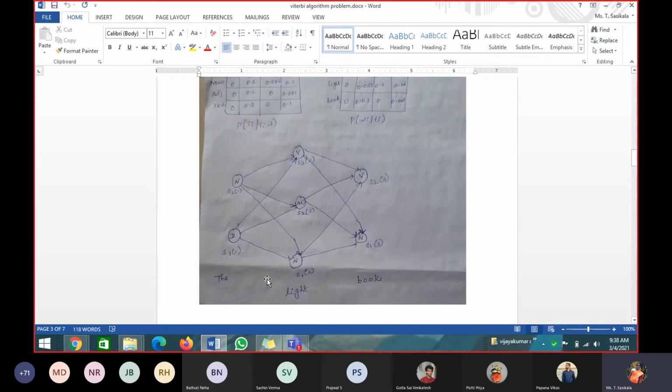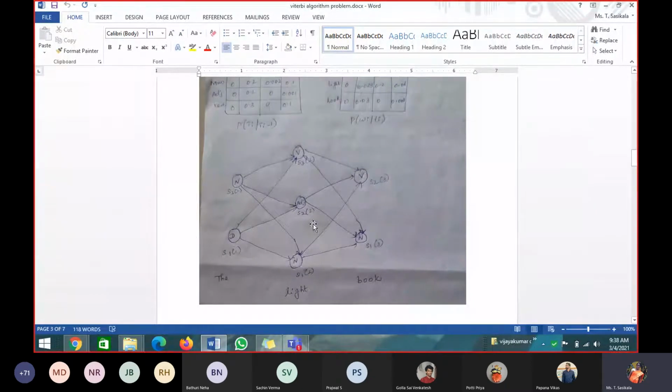For light, what are the tags we have given in the problem? For the word light, 3 tags. So you made 3 circles. First tag is noun, second tag is adjective, and third tag is verb. Yes or no? Yes, ma'am. So how to label it? This is the second word. So S1 of 2, S2 of 2, and S3 of 2.